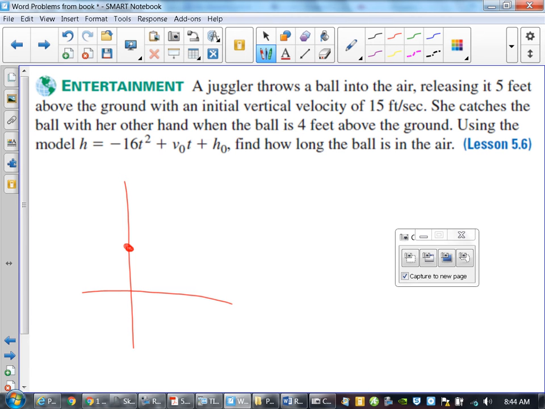So when you have this value of C, that's your initial height. In this word problem, it says someone juggling throws a ball in the air, releasing it 5 feet above the ground with an initial velocity of 15 feet per second, and catches the ball with the other hand when the ball is 4 feet above the ground, using the model. How long is the ball in the air? Okay. So where does the ball start? It starts at 5 feet.